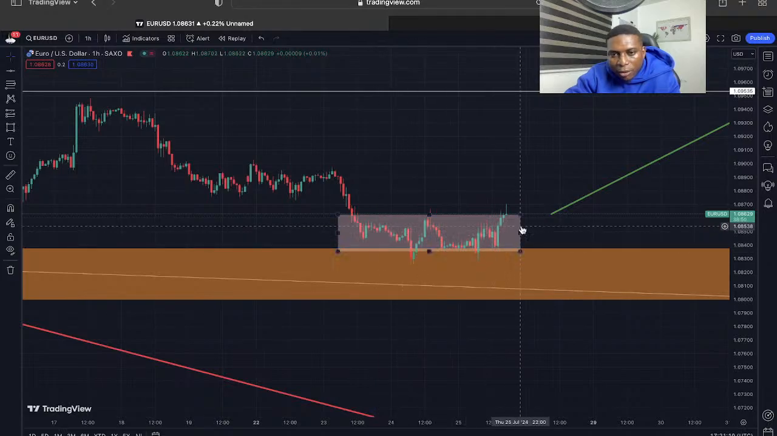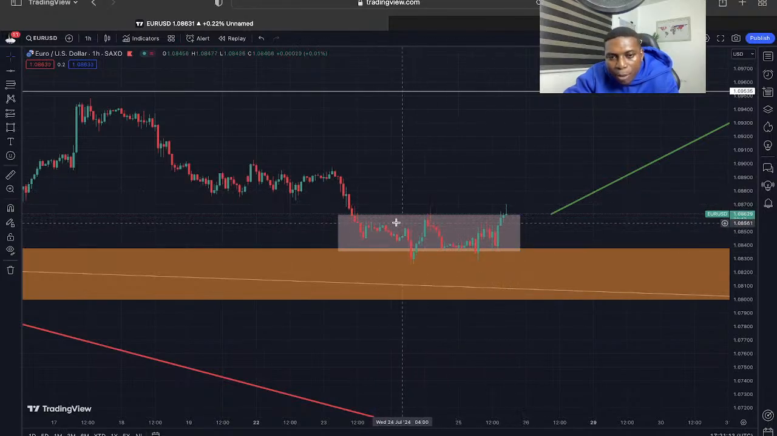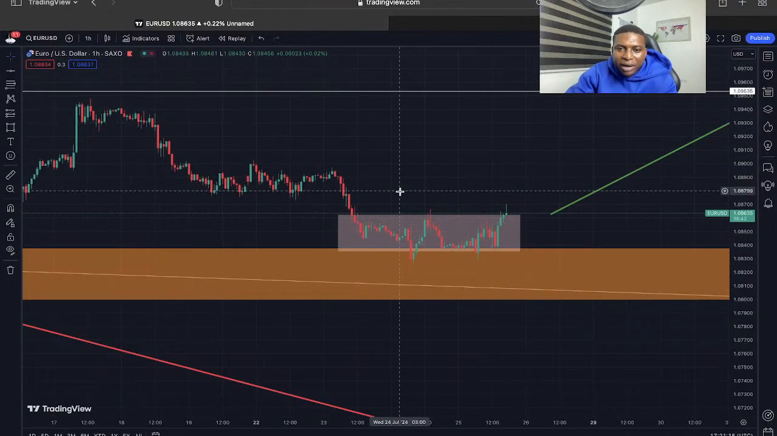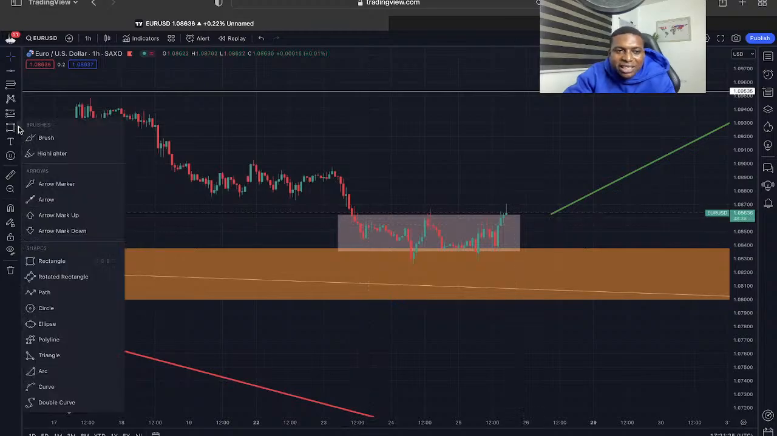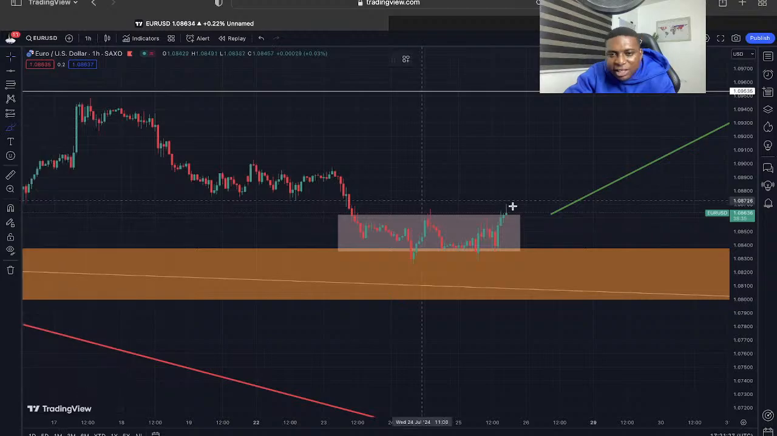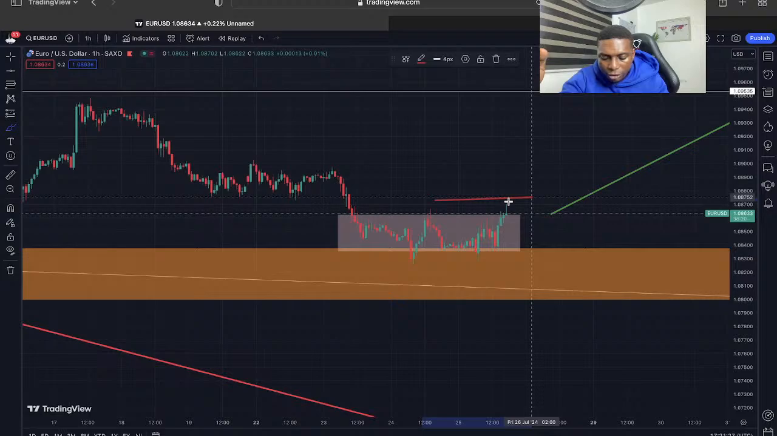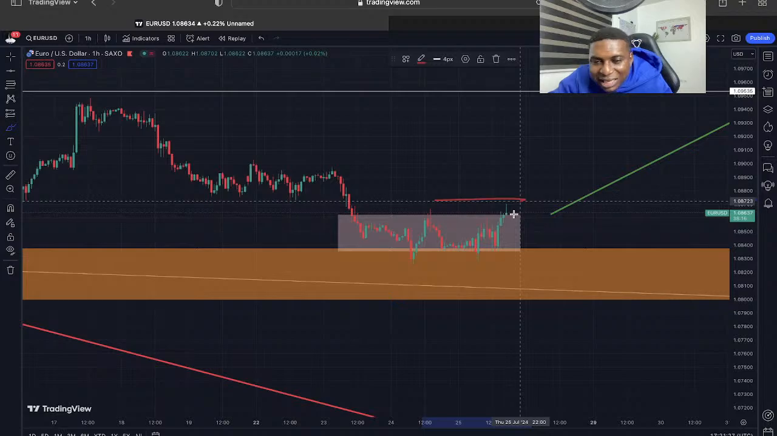Now, when you see price close above this consolidation zone, because after the price started consolidating, if price closes outside this zone, above the consolidation, then you know that you can long the market. But currently we can see that price has not closed outside this consolidation.